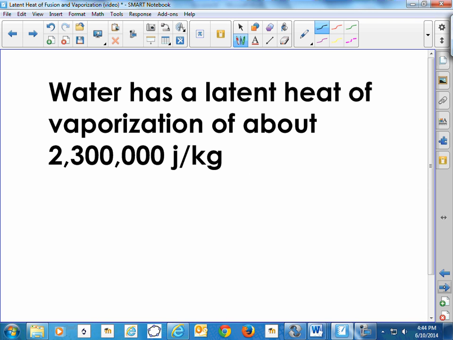And then water turning to steam takes 2,300,000 joules for every kilogram. And we are vaporizing 2 kilograms. So if I multiply that by 2 kilograms, I have 4,600,000 joules.